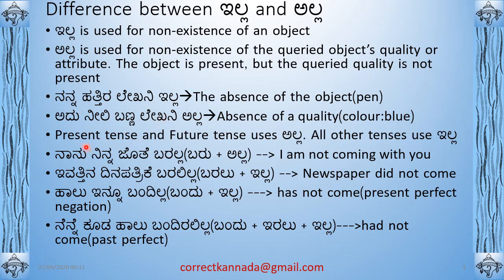Okay, so moving on. Present tense and future tense use alla. One more difference between illa and alla is that out of the nine tenses, wherever you have present tense and future tense, you use alla. Simple present tense and simple future tense use alla. All other tenses will use illa. I think even future continuous and future perfect might also use alla. Let's see when an example comes. But the general understanding is that simple present and simple future certainly use alla, and most of the other tenses, like the continuous and perfect tenses, use illa. When we see the examples, we will understand.